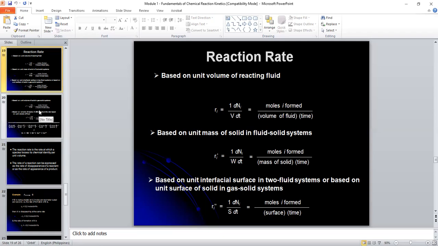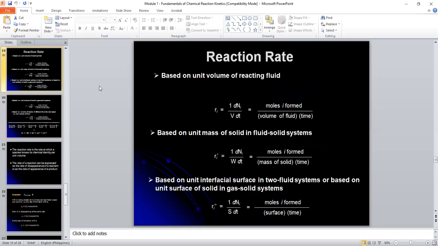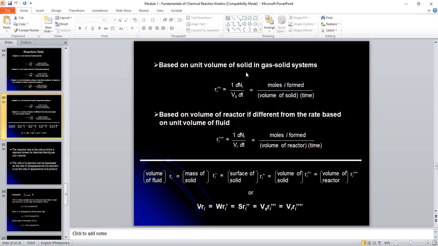Okay, we have two more here. Based on the unit volume of solid. So take note, the first one is the unit volume of reacting fluid. This is in the case of liquid reactions. This time, based on the unit volume of solid in a gas-solid system. So again, this rate expression is only applicable to a gas-solid system. You still have the rate of change of the number of moles of I, but you divide by the volume of the solid in your gas-solid system. As such, your unit would be moles of I per unit volume of solid per unit time.